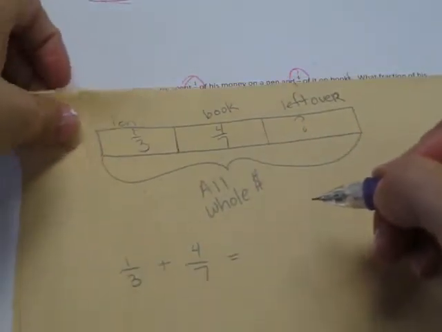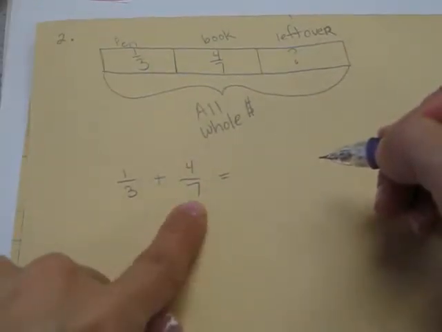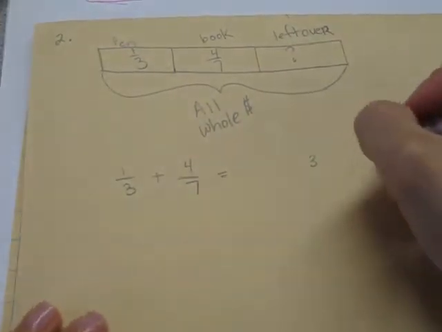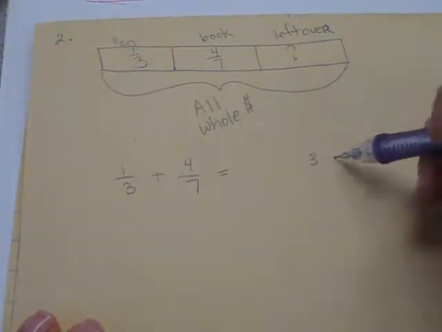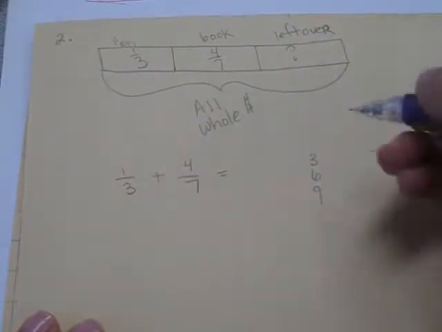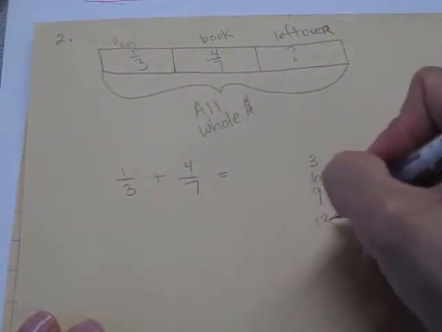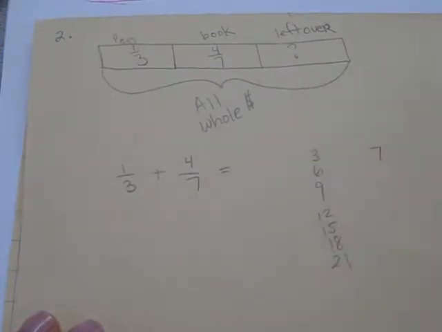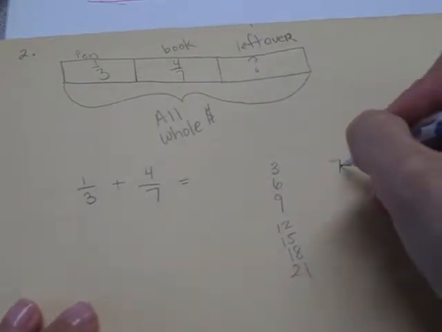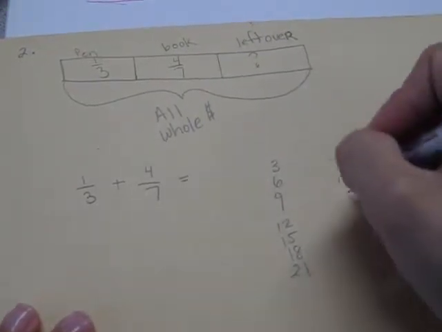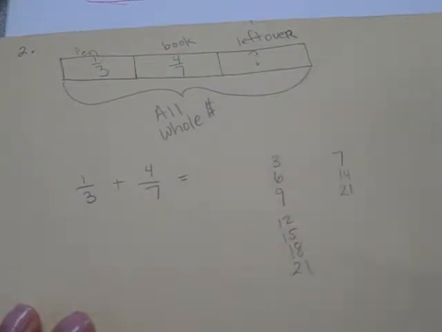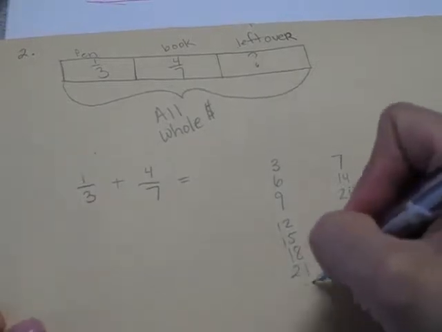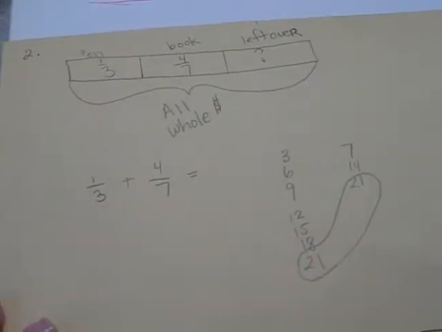In order to do that, I need to find common units or a common denominator. So I'm going to find the multiples of both 3 and 7. Let's find the multiples of 3: 3, 6, 9, 12, 15, 18, 21. I'm going to stop there. Then we have 7, 14, 21. So I know right here that my common denominator is going to be 21.